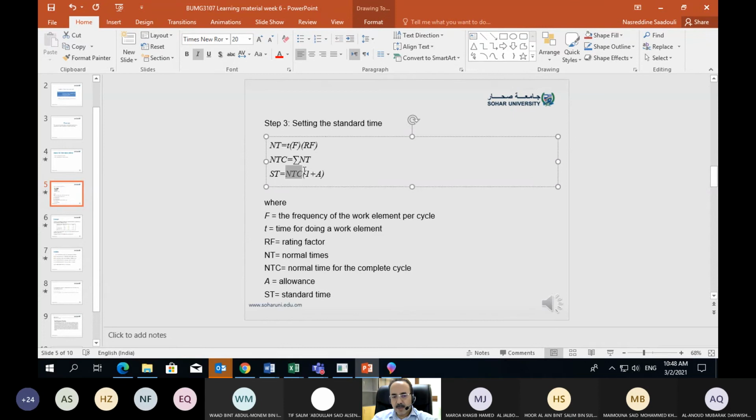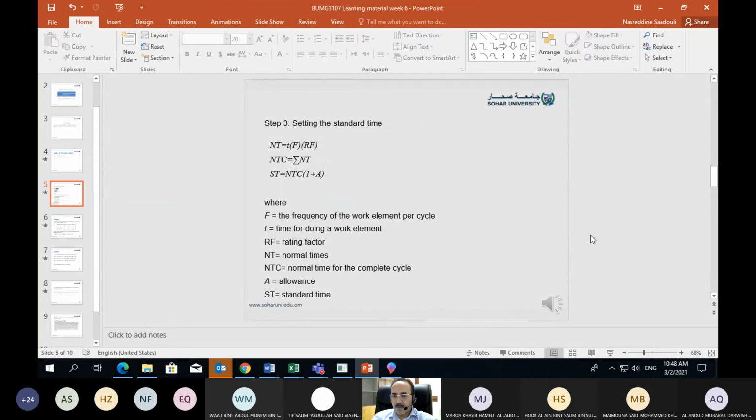So to determine the standard time, that's exactly what we do. We take the normal time for the complete cycle and multiply it by 1 plus the allowances. I'm taking the normal time and adding to it the allowance I'm using for whatever time is taken that is not directly involved in carrying out the activity, in doing the task. That is the formula.